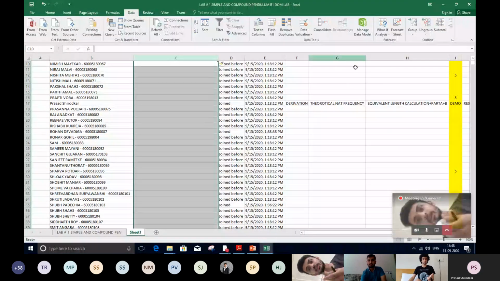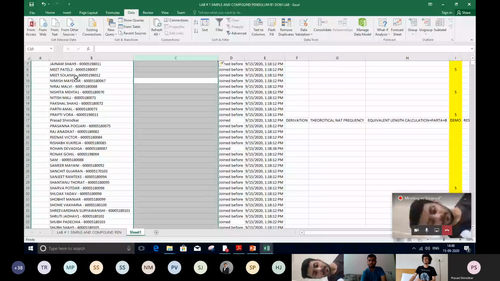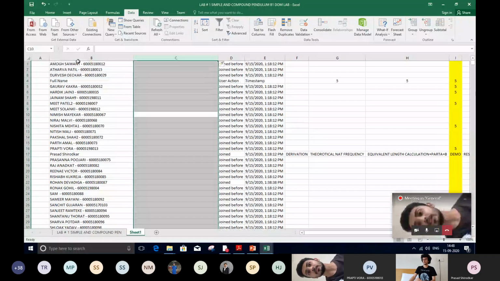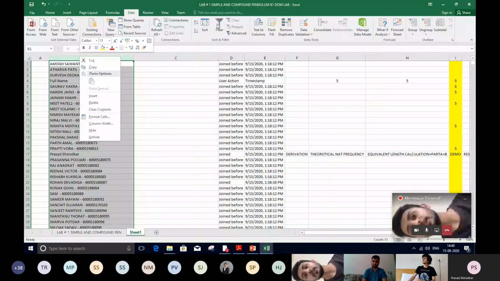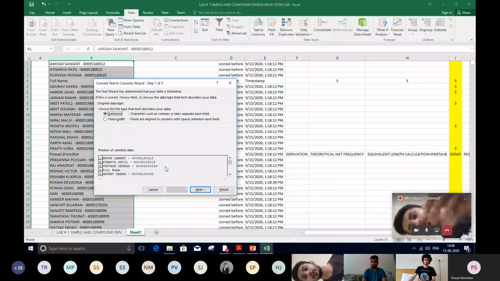Smith Kotari, go ahead. Yes, sir. I have taken this charger, and my equivalent length is 47.6 centimeters. Okay, go ahead and do the demo. My time is 14.878 seconds, sir. No, you have to do the experiment in front of me. Sir, I did it. Sir, I will do it again.